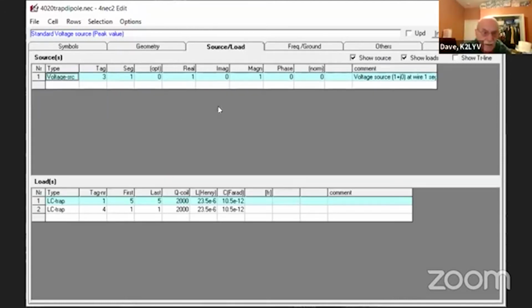And over here, I have 2 traps. The first trap goes in wire number 1, in the first segment at the end of wire number 1, that's segment 5. And the other one goes in wire number 4 at the end also. And these are values that I had calculated from the paper.